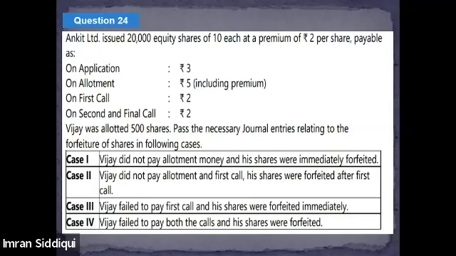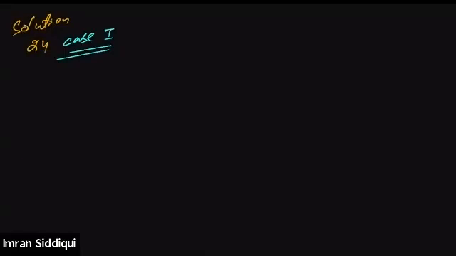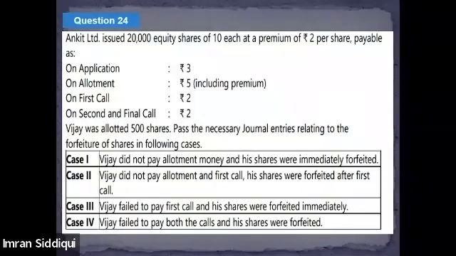Okay, so it says Vijay did not pay allotment money and his shares were immediately forfeited. So that means the first call and second call were not made. All right, let's pass the general entry for this. Everyone, do you think you'll be able to solve it?